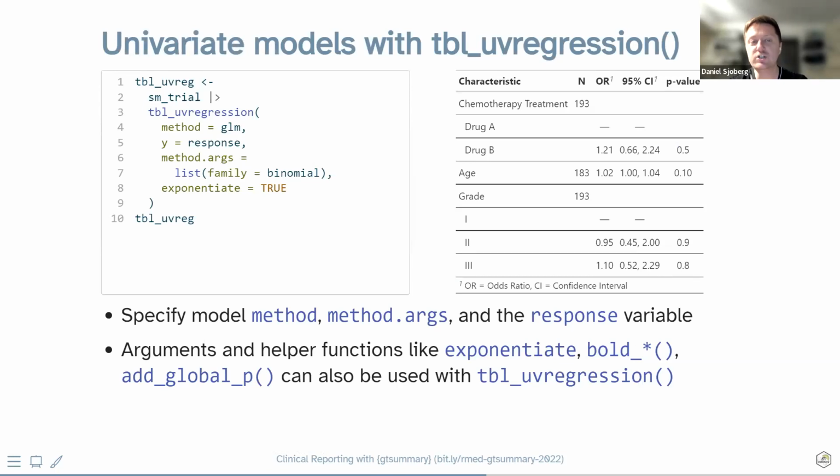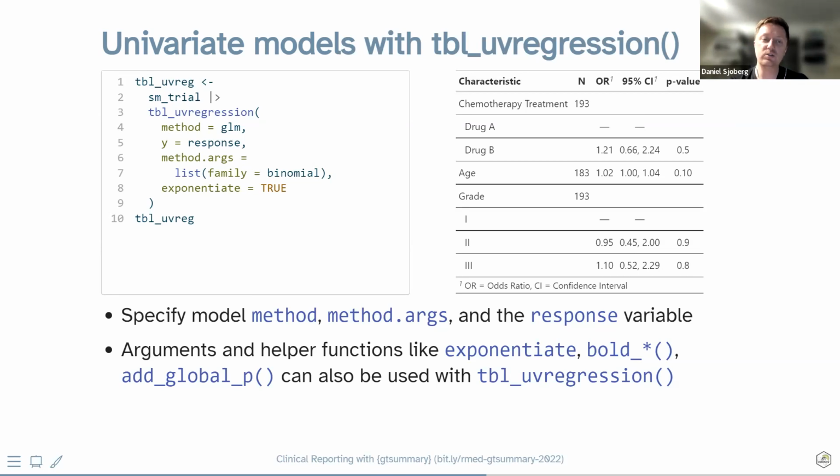So in addition to doing a single model summary, it's not uncommon that you actually need a series of univariable regression models. All these models have the same outcome, but you want one model for treatment predicting tumor response, another model for age, and another model for grade. So there's a function called tbl_uv_regression. Instead of passing a model object, you're going to pass it the data frame.